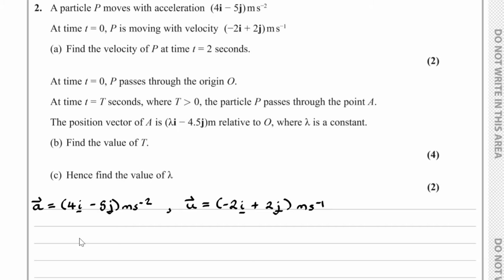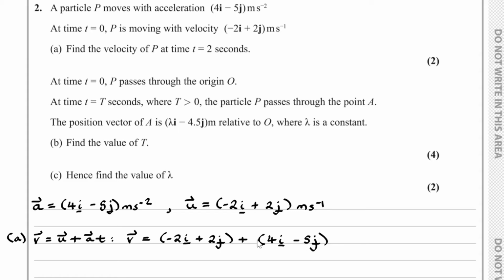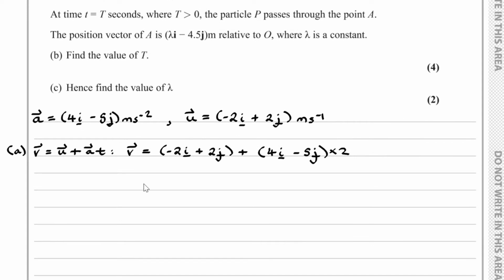So, for part A of the question, using v equals u plus at, we have v, which is what we're finding. This is equal to u, which is minus 2i plus 2j, plus the acceleration, which is 4i minus 5j, times the time, which is 2. And from this, we can work out what the final velocity is.